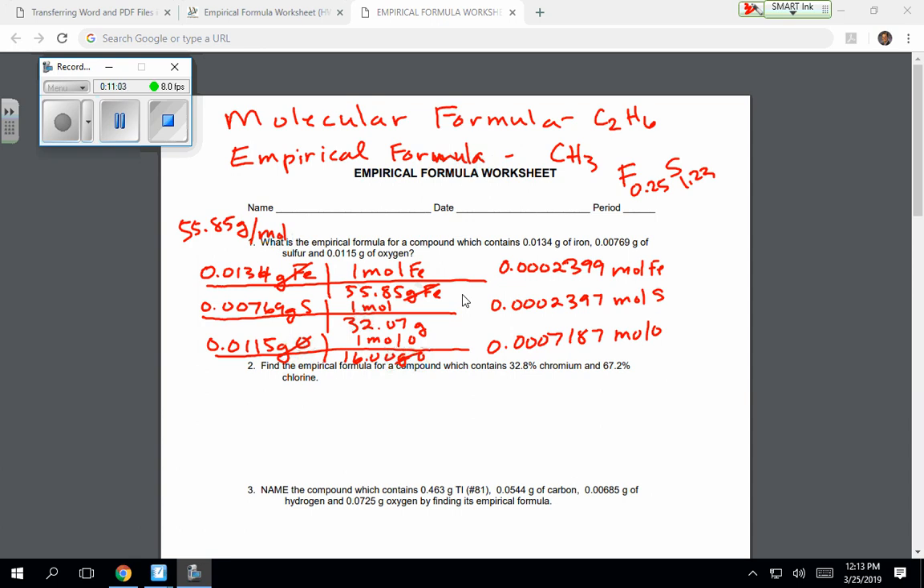Okay, so look at this, guys. All we do is this. Find the one that has the smallest number of moles and divide everything else by that number. Okay, so Nick, which one is the smallest here? Is it the sulfur, the iron, or the oxygen? Sulfur. Good job.